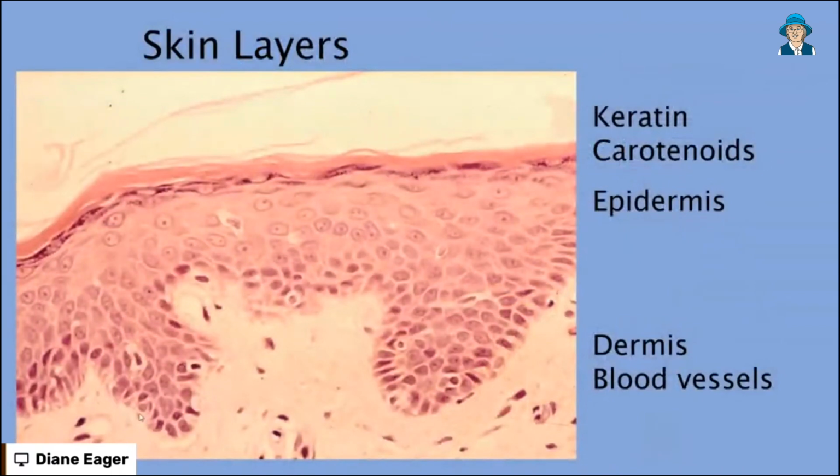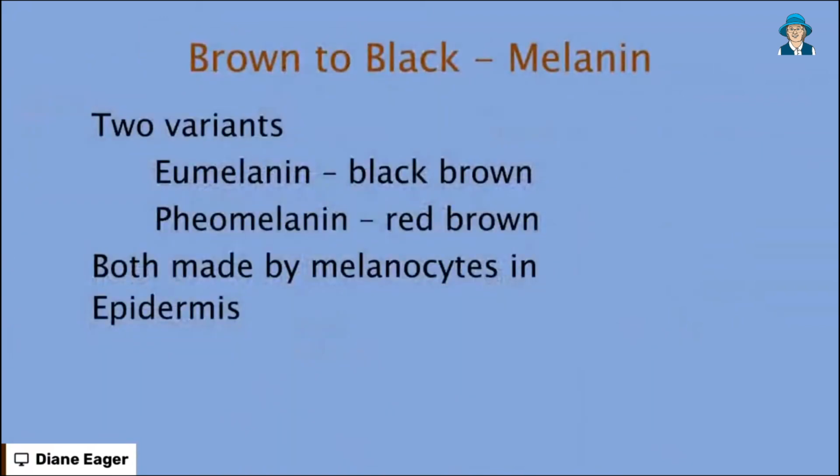So if we go back to our picture here, down at the bottom we have the dermis with the blood vessels. That's where the red is seen. Up the top we have keratin, where the carotenoids tend to get concentrated. And in the middle we have the epidermis, and it actually makes its own pigment, and it's melanin. You've probably heard of that. And there are actually two variants of melanin. One is called eumelanin, one is called pheomelanin. There are a whole lot of genes that control the production of this, but they are both made in the same cells called melanocytes, and those are in the epidermis.